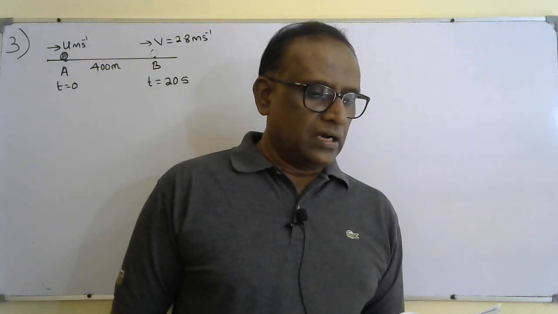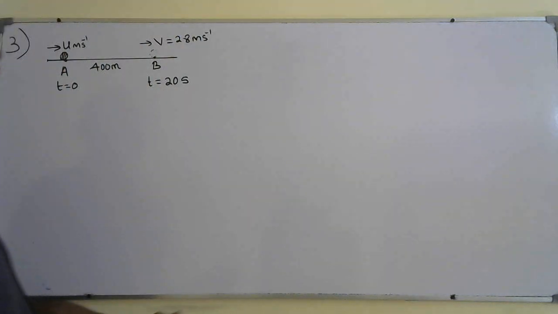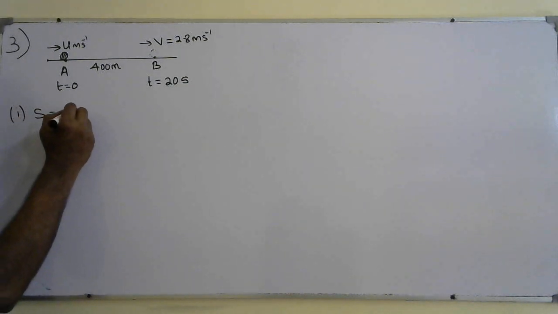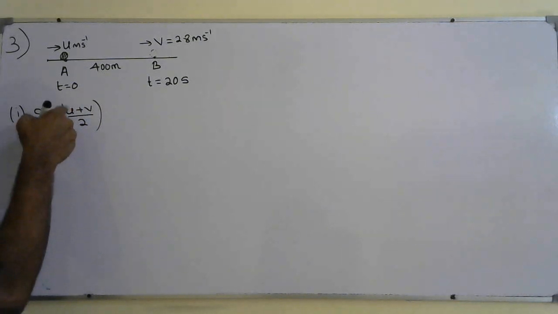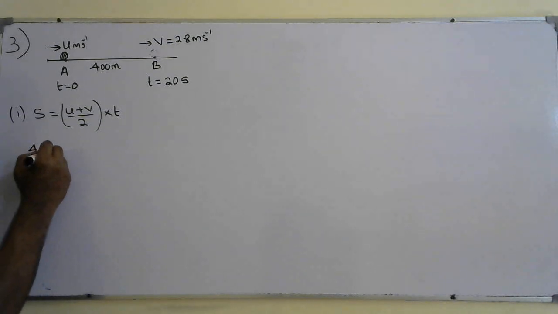Okay, show that u is 12. We can use the equation s equals (u plus v) by 2 into t. (u plus v) by 2 is the average velocity, which we can use only when the acceleration is constant. This is the average velocity into time. So this is 400.